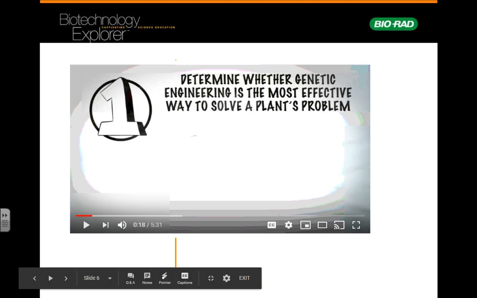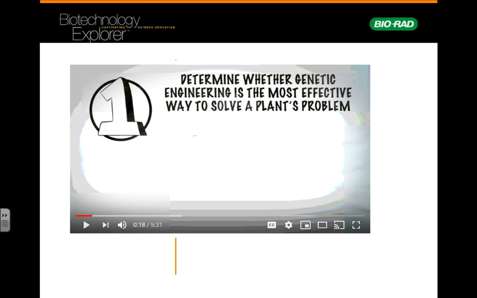Based on that video, what you saw were 4 steps about how crops are genetically altered. The first step they mentioned was to determine whether genetic engineering is the most effective way to solve a plant's problem. In this case, being able to genetically alter the crops meant that they would be able to recover that industry. But they had to find a solution.